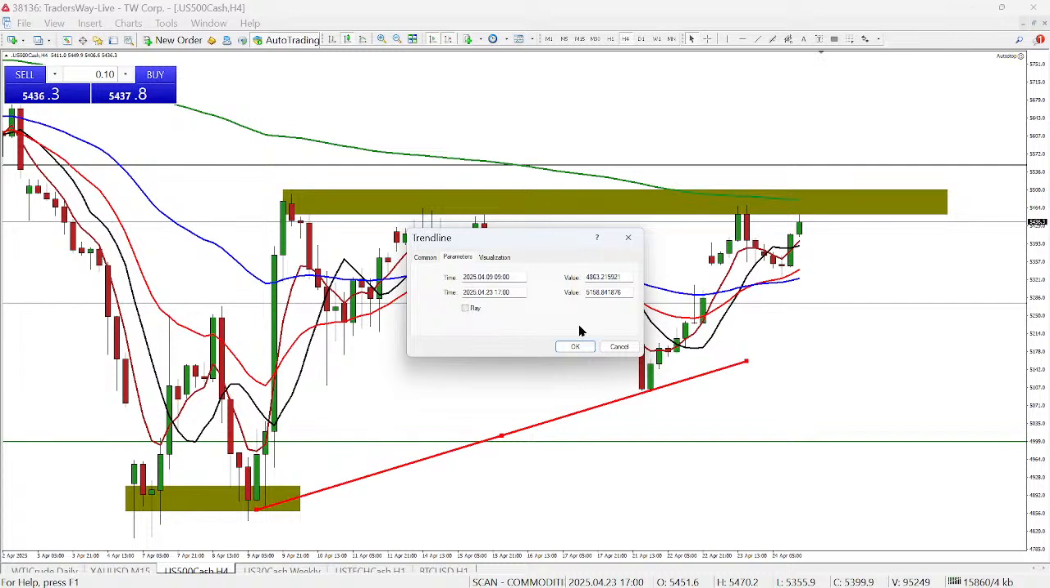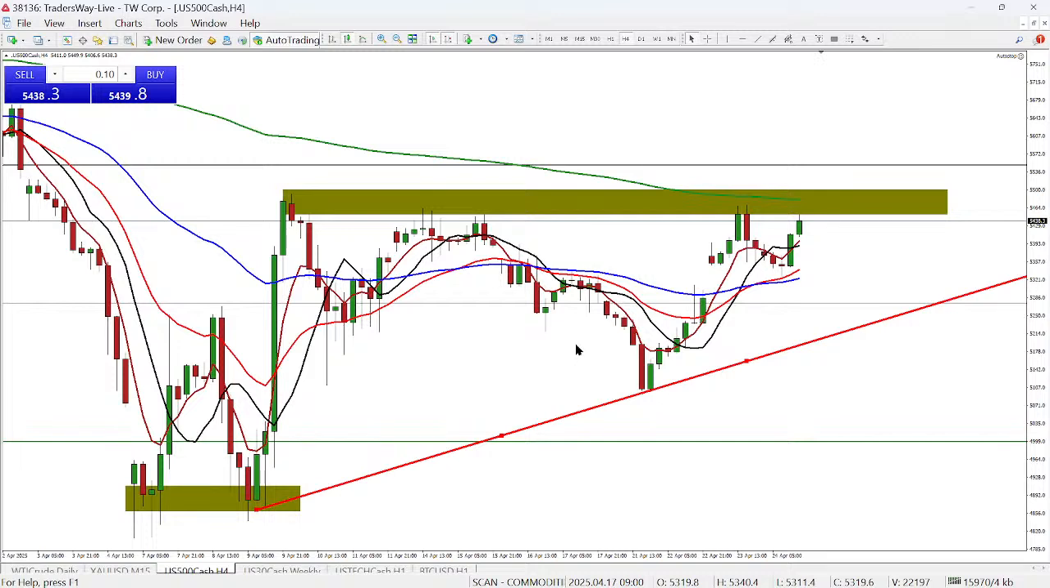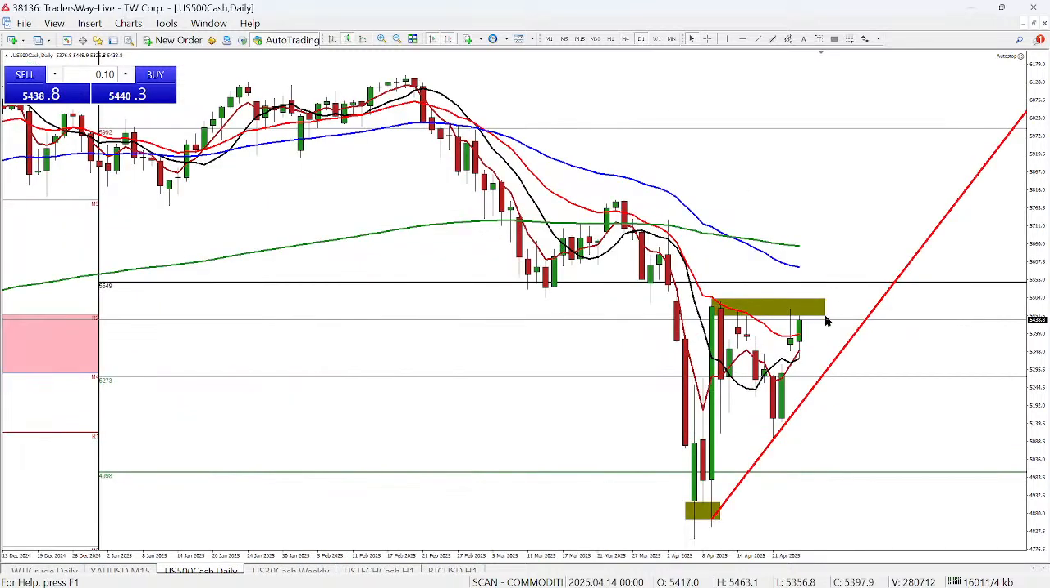Platform's a little slow today. Come on, Ray. There it is. So the closer we are to the apex, the more reliable the break. Now, I'm going to take this up a notch and also throw that in there. Cool. All right.